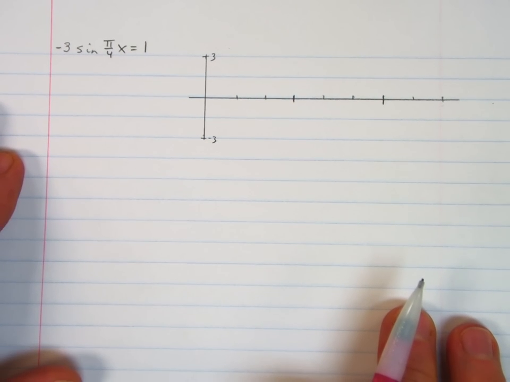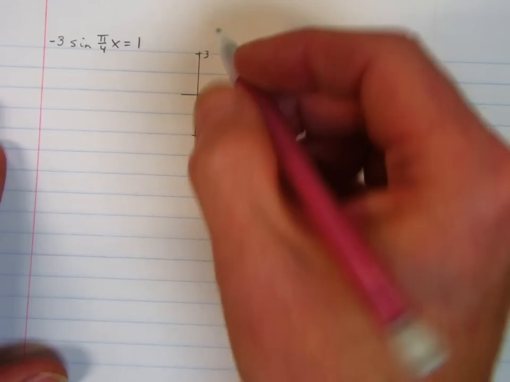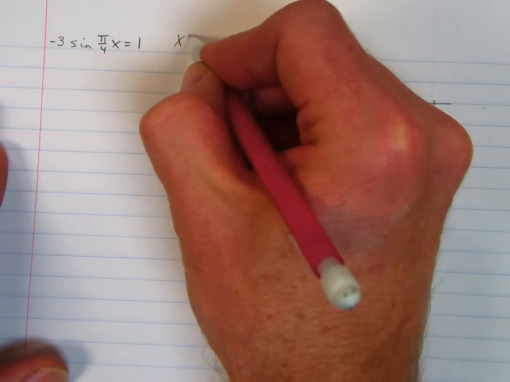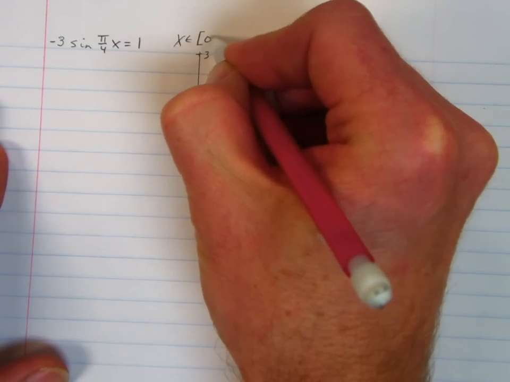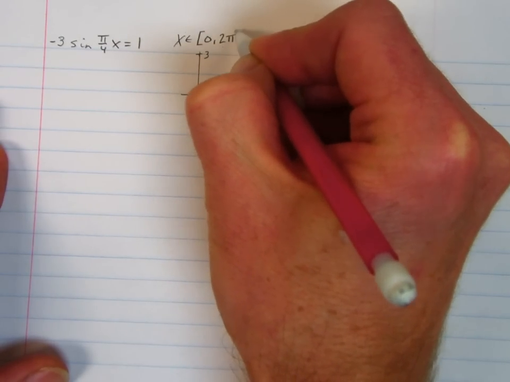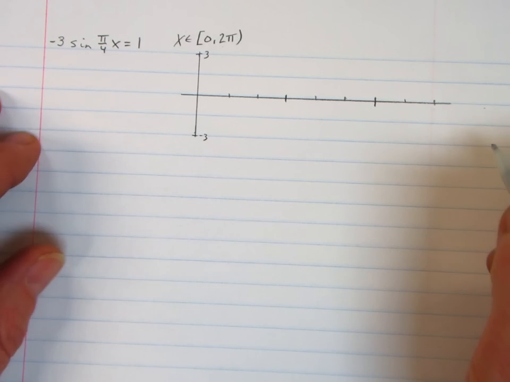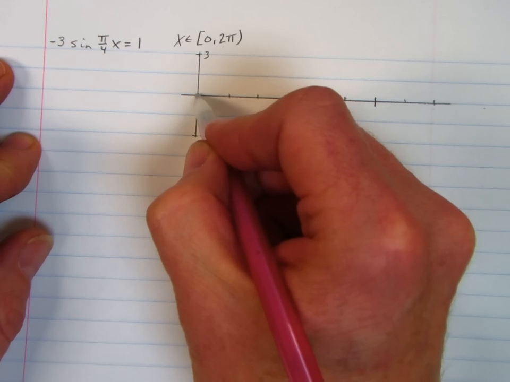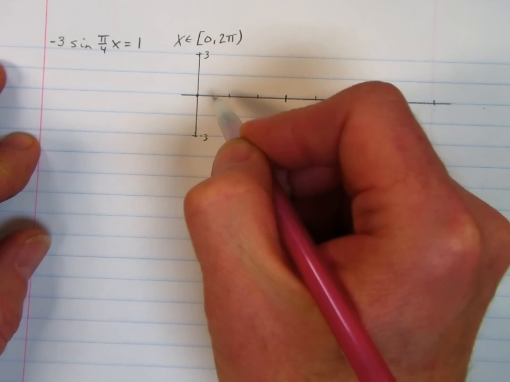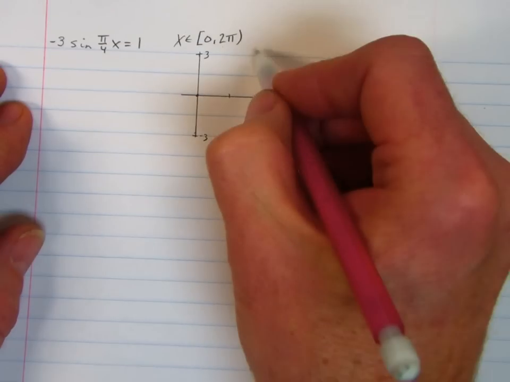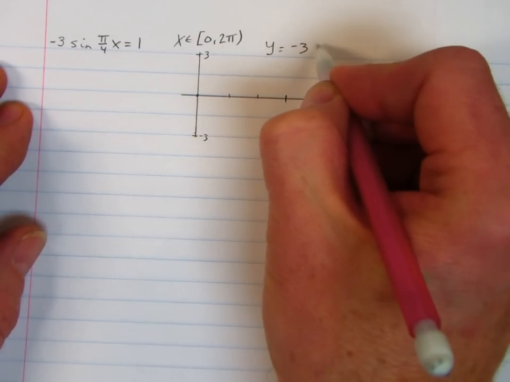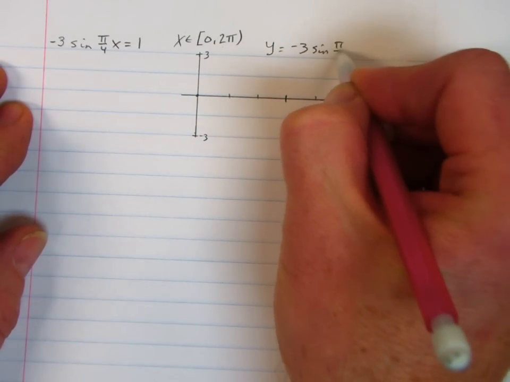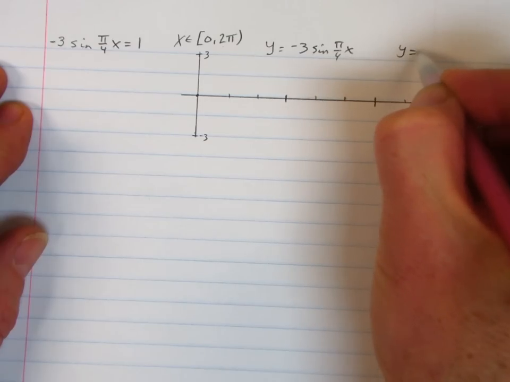This time we'll take -3 sine of pi over 4x equals 1. We'll also solve this on the domain from 0 to 2 pi. We know that sine starts in the center line. There is no horizontal shift here. What we're going to do here is graph -3 sine of pi over 4x, and we'll also graph y equals 1.